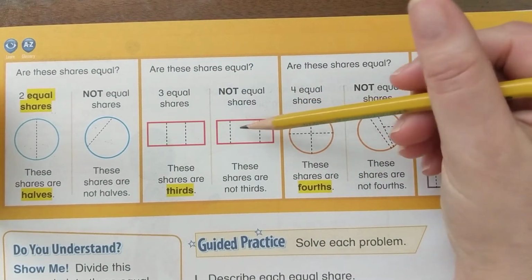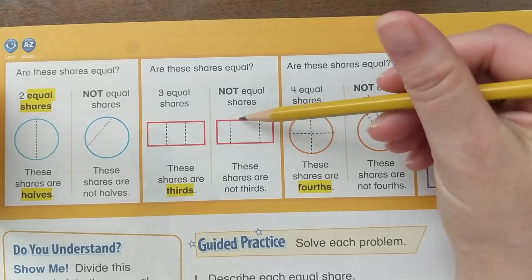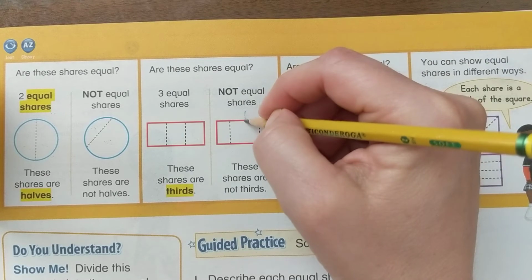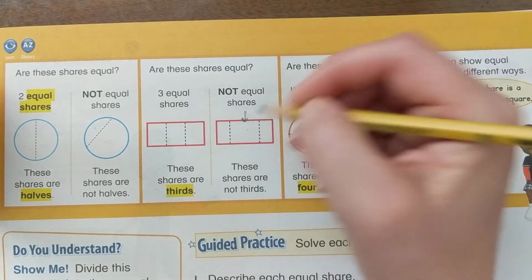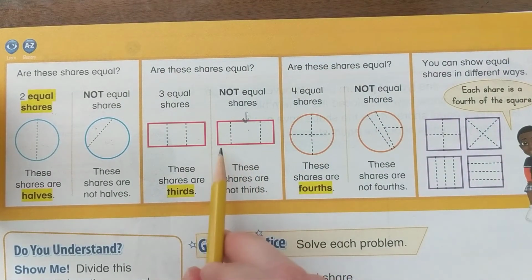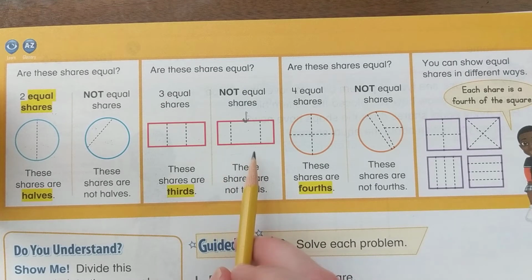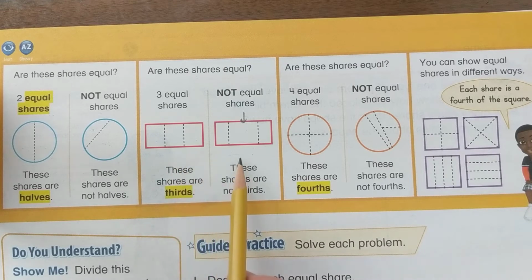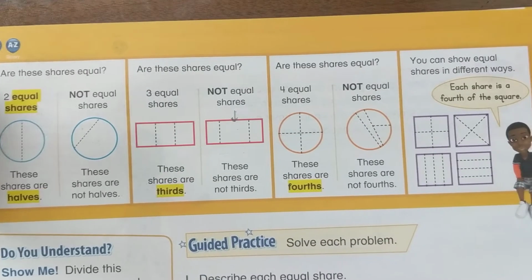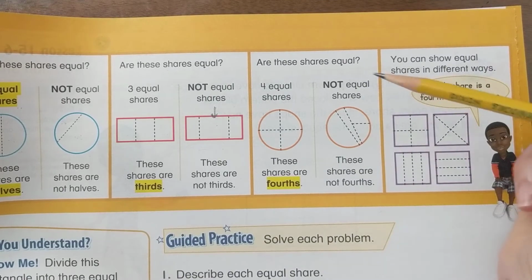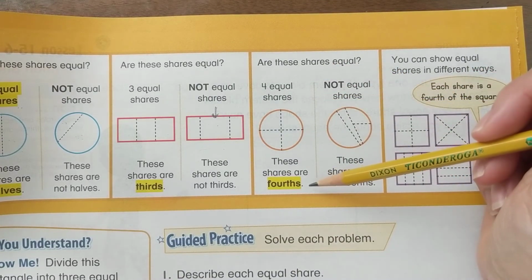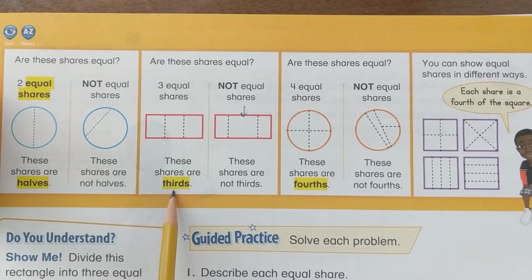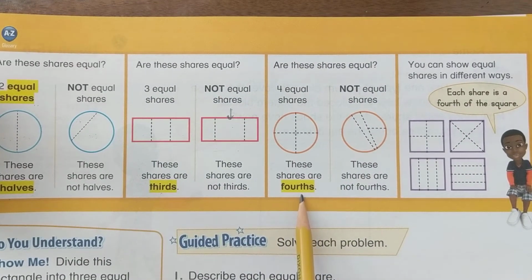On this example, you can see that the lines are not spaced out properly, so that way this middle square right here is much larger than the 2 on the side, and so they are not equal. So please, when you're dividing your shapes, try to do it as best as you can so that they look equal. On 4 equal squares, it's called fourths. So 2 is called halves, 3 is called thirds, 4 is called fourths.